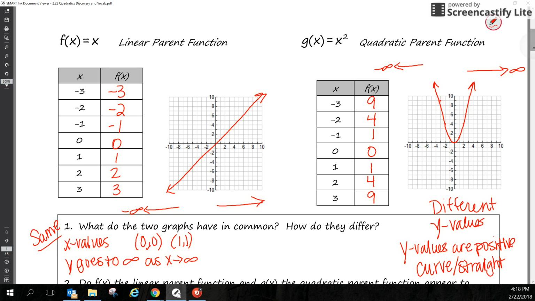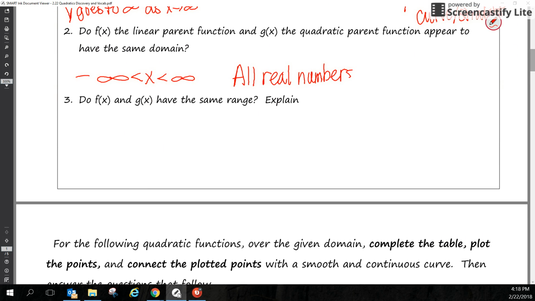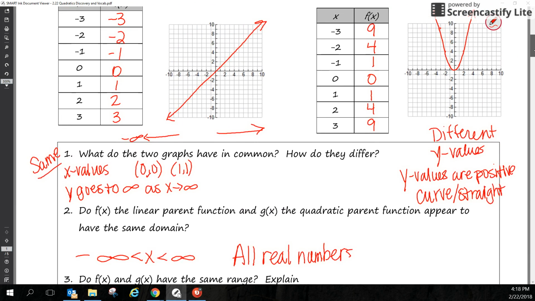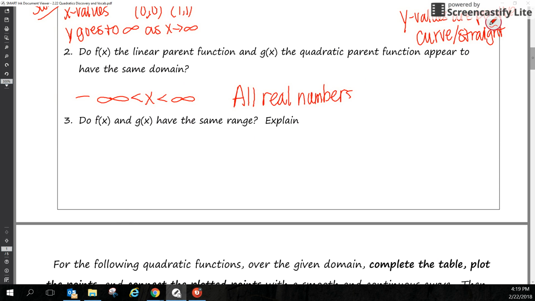All right, number 3 asks, do f of x and g of x have the same range? So range, we're talking about y values, and if you look at this graph here, this guy's going to go to positive infinity, it's going to go down to negative infinity. So again, for the linear function, the range is all real numbers. So from negative infinity to positive infinity, but this time we're talking about y's, not x's, and this is for linear.